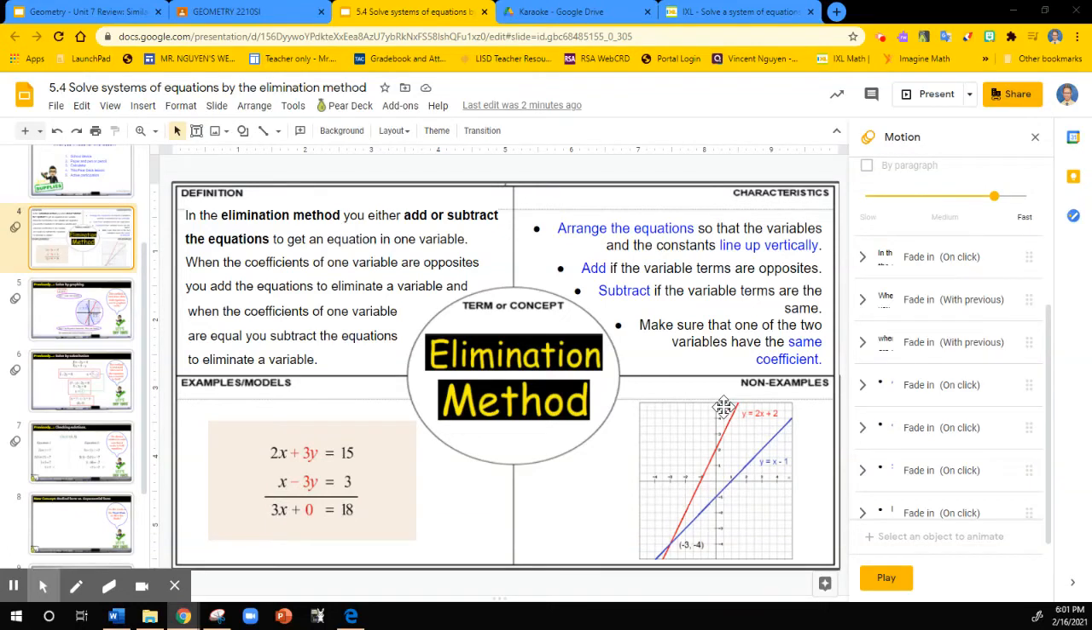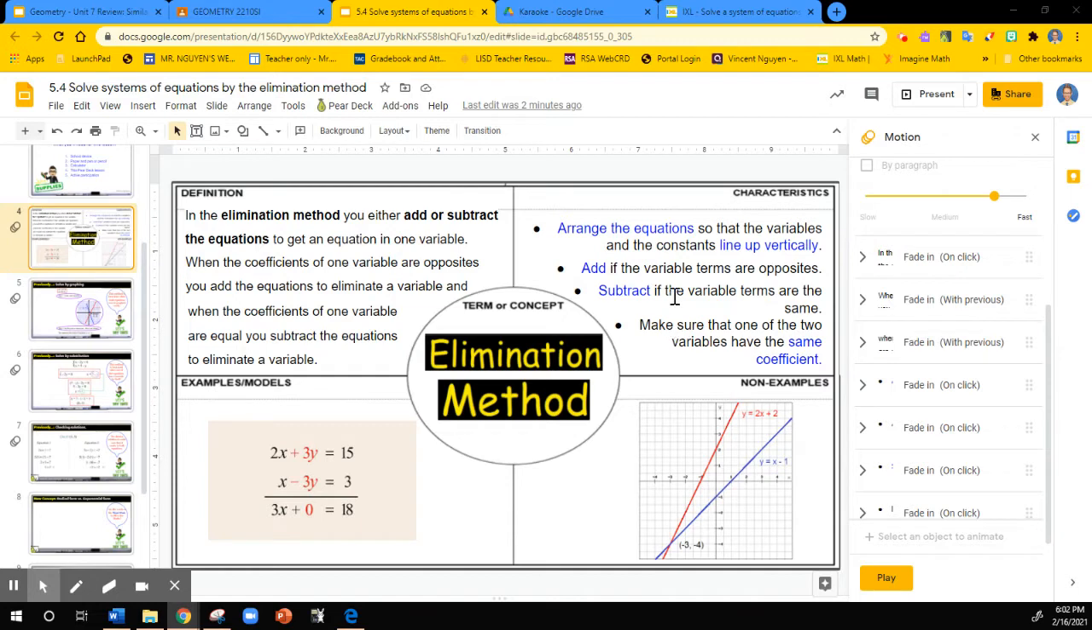Hello students, this is Mr. Nguyen. Today I am going to show you a few tricks on solving systems using the elimination method, okay? Before we start with the Excel examples, I want to recap what the elimination method is all about.